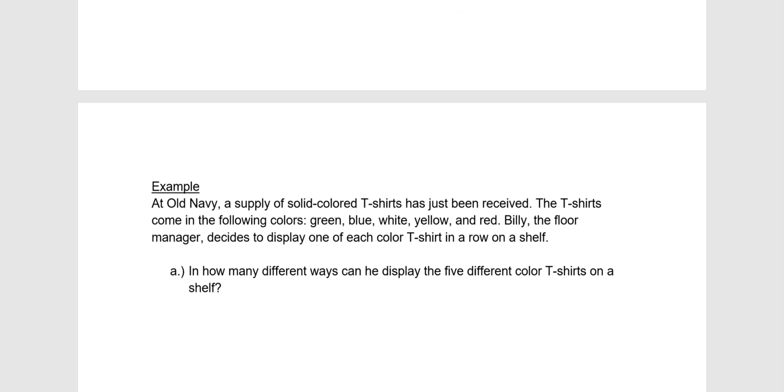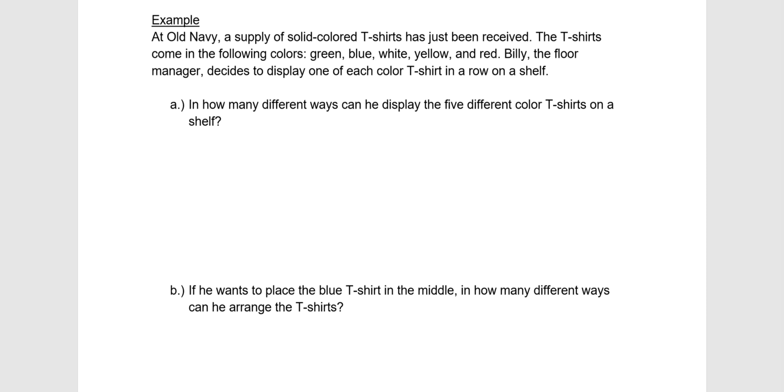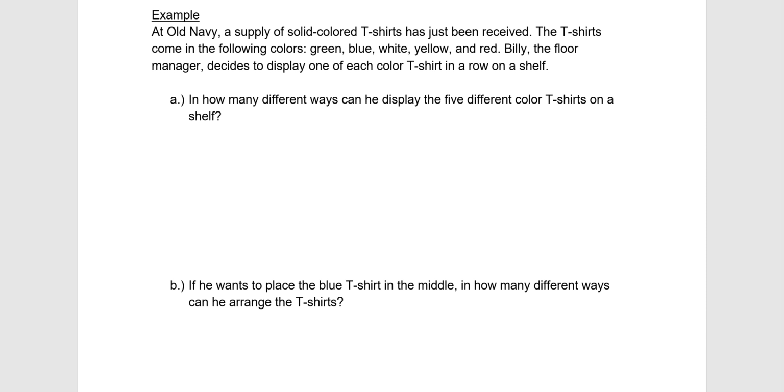Okay, let's do a couple other examples here. And then we'll see how this relates to permutations. So at Old Navy, a supply of solid colored t-shirts has just been received. The t-shirts come in green, blue, white, yellow, or red. And Billy, the floor manager, decides to display one of each color t-shirt in a row on a shelf. Question A says how many different ways can he display the 5 different color t-shirts on the shelf?